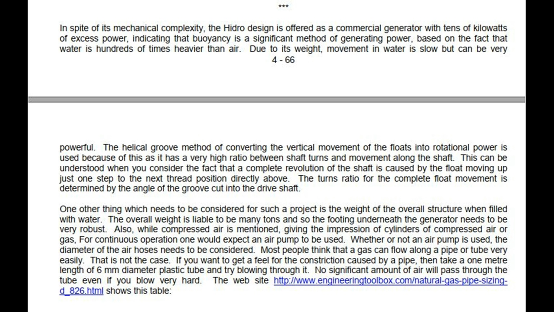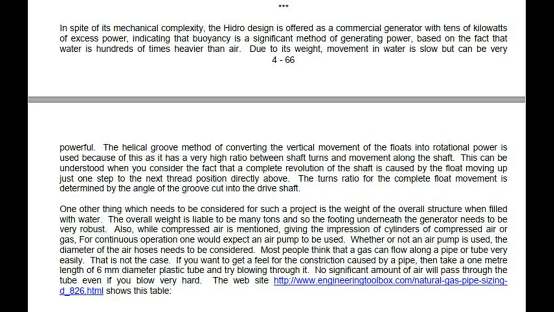If you want to get a feel for the constriction caused by a pipe, then take a 1 meter length of 6 mm diameter plastic tube and try blowing through it. No significant amount of air will pass through the tube even if you blow very hard. The website http://www.engineeringtoolbox.com/natural-pipe-sizing d_826.html shows this table.